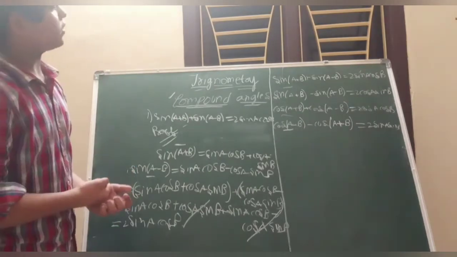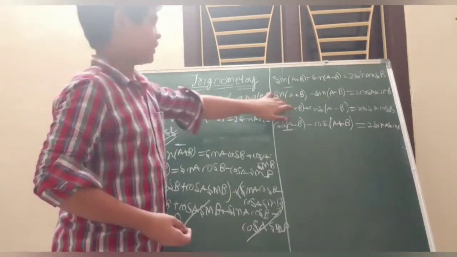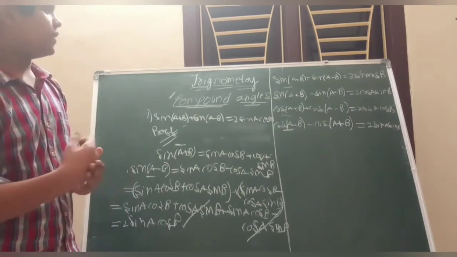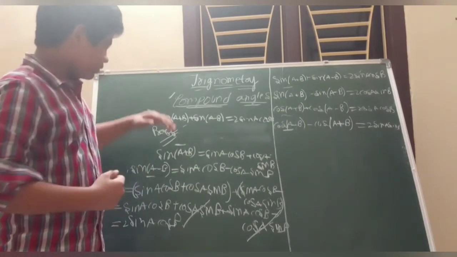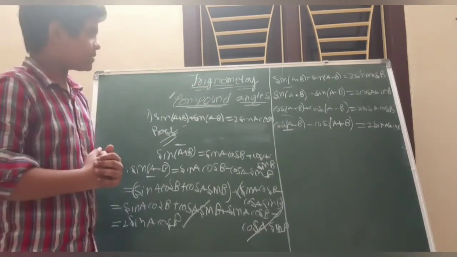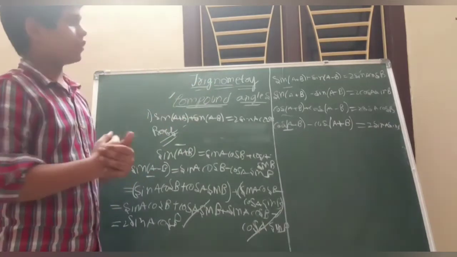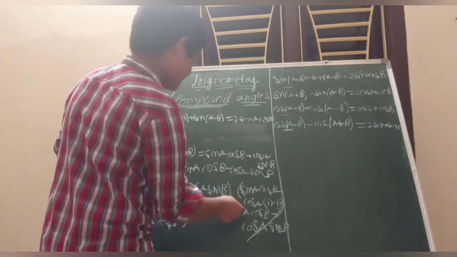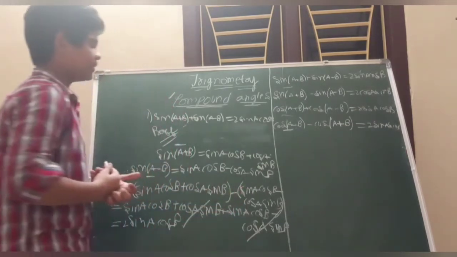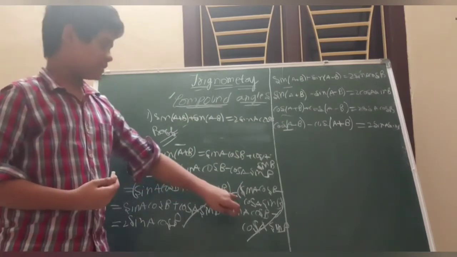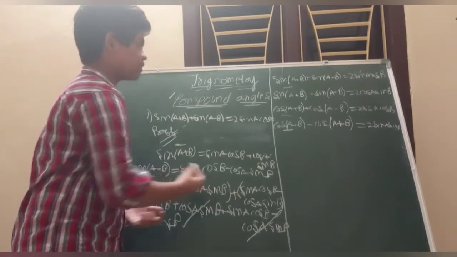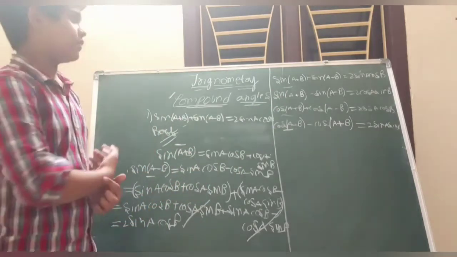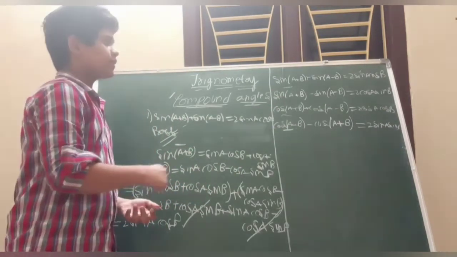In the same way, you can also find the value of sin of A plus B minus sin of A minus B is equal to 2 cos A sin B, and again apply the formula of sin of A plus B and minus sin of A minus B. In the place of plus, you just have to write minus. If you write minus in the place of plus, you get the answer 2 cos A into sin B.